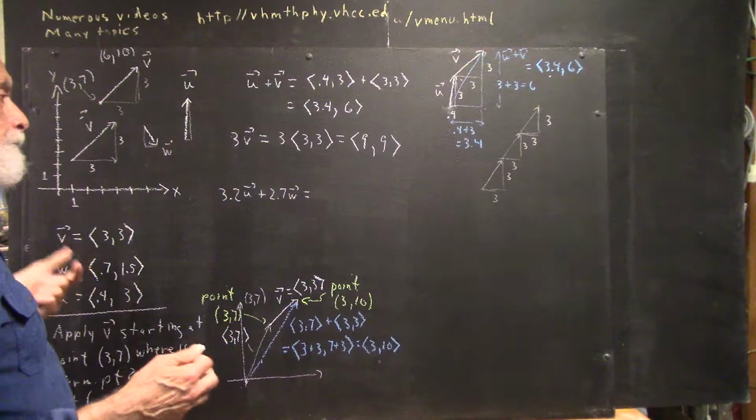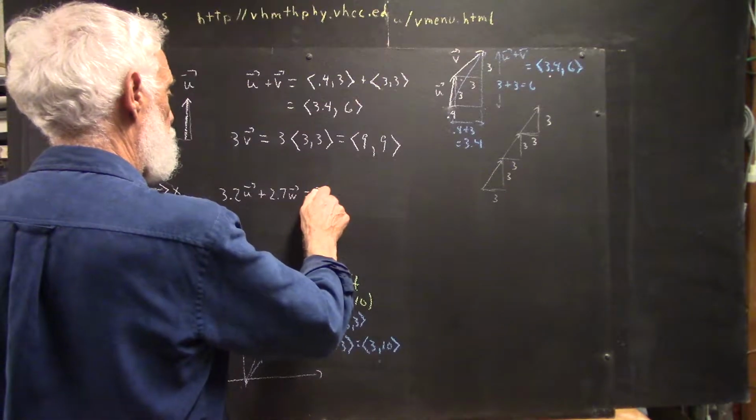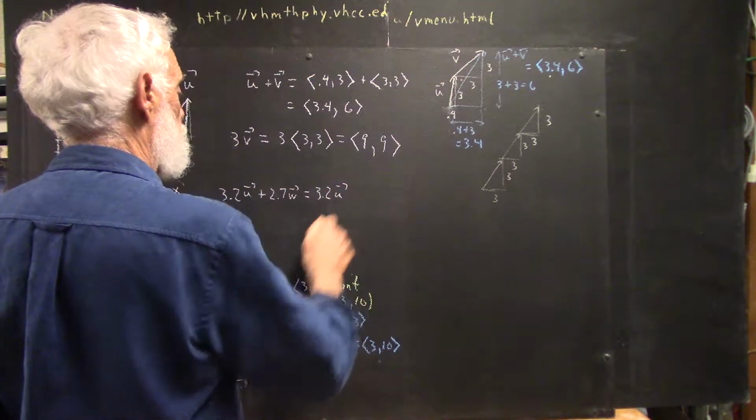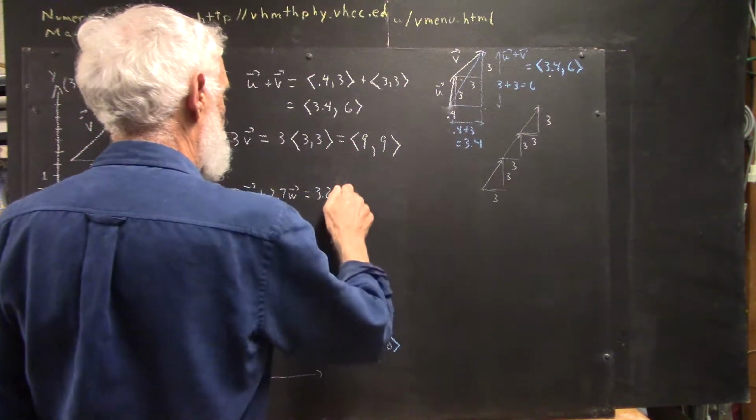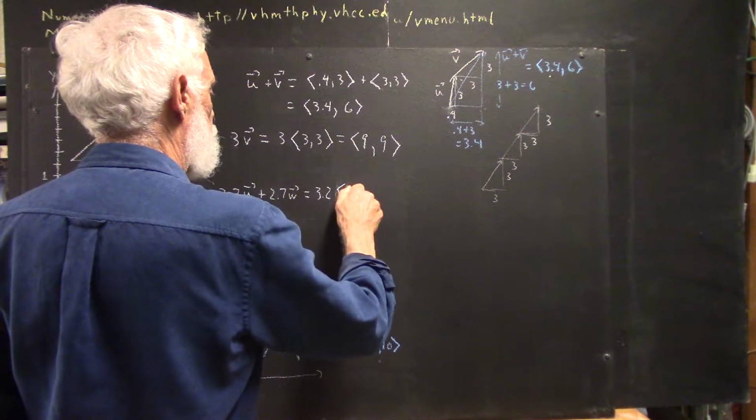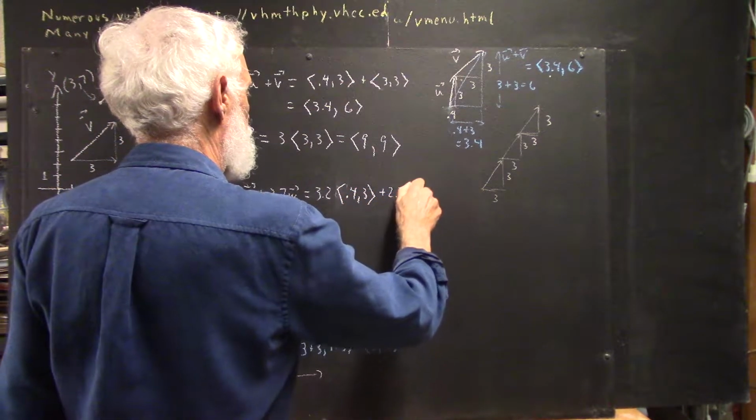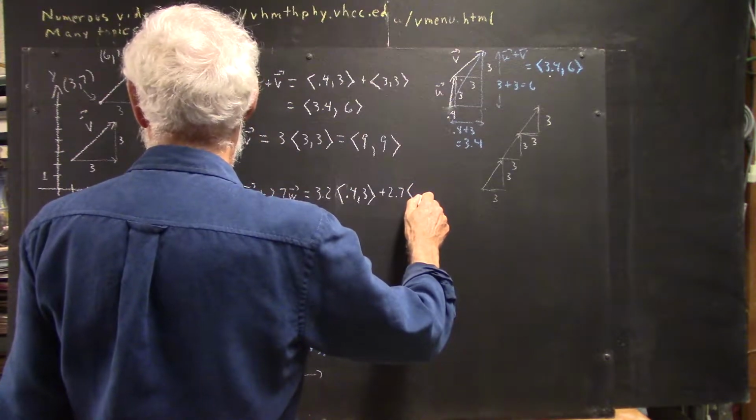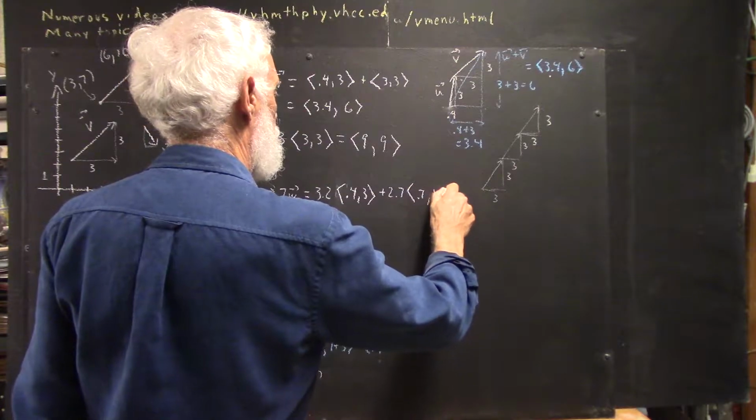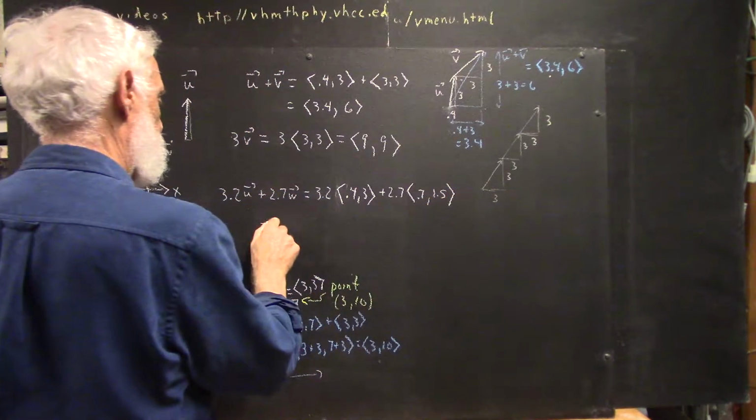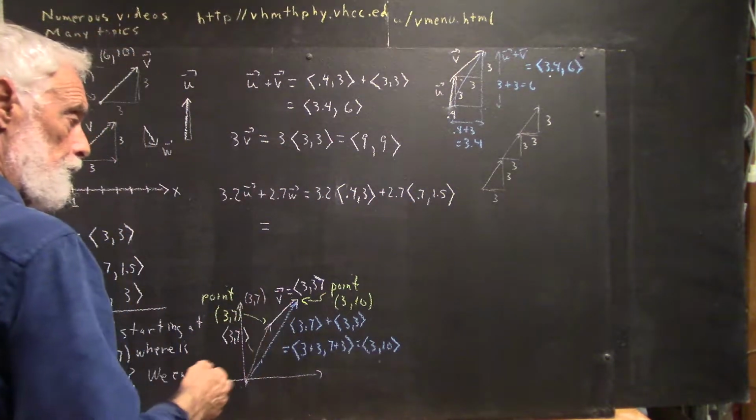Okay, well then just computationally, 3.2u plus 2.7w. You could draw this out, and I recommend that you do. And that's 3.2 times the u vector, which is 0.4, 3, plus 2.7 times the w vector, which is 0.7, 1.5. Now I've left myself with some multiplications to screw up, but I'll try not to.